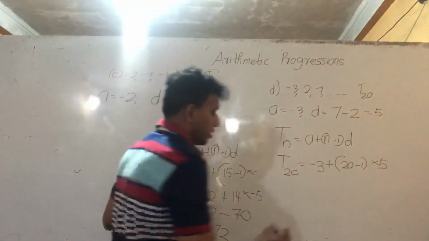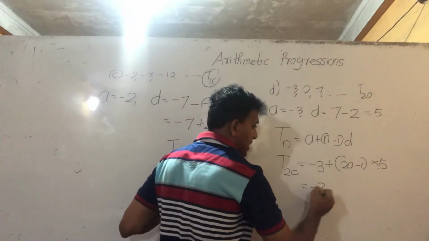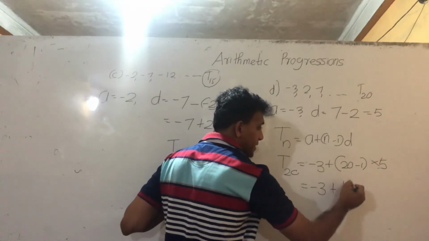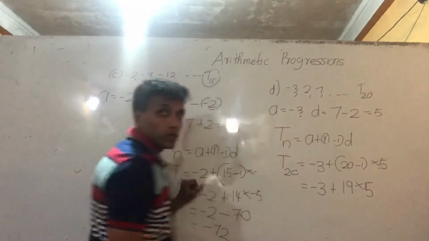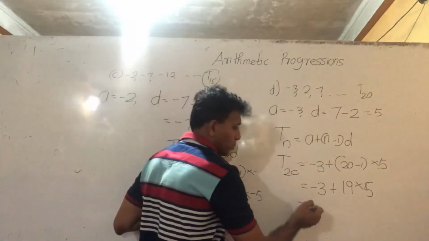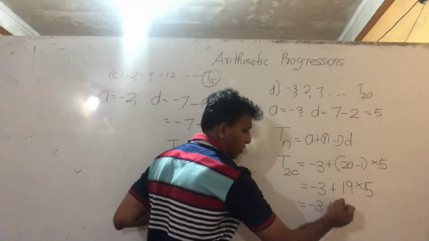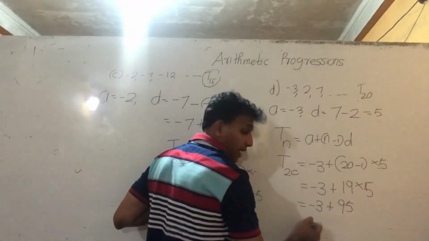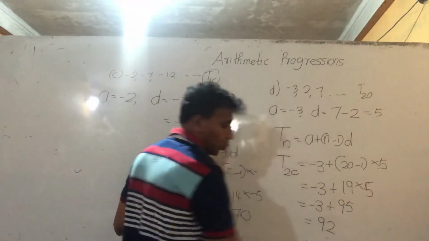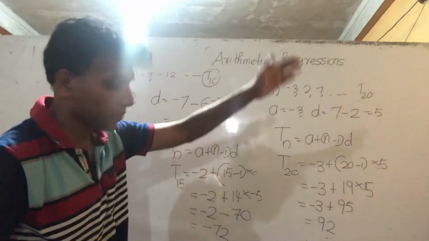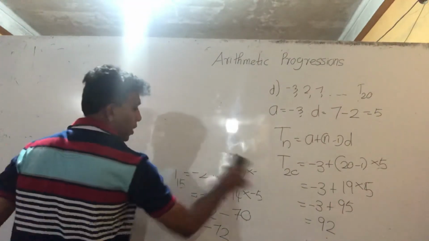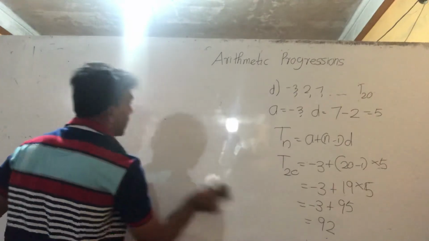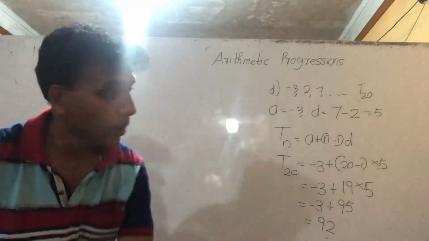Simplify. What is that? Minus 3 plus 19 times 5. So what is that? Minus 3 plus multiply 95. So the answer, what is that? Positive 92. If you go in order, it becomes 92 as the 20th term. The 20th term is 92, right?